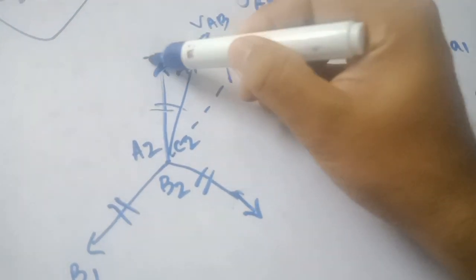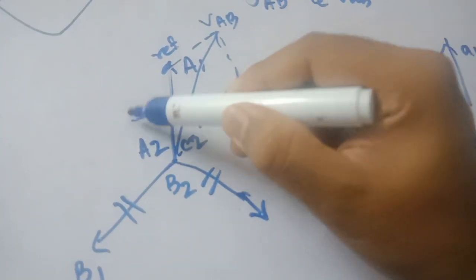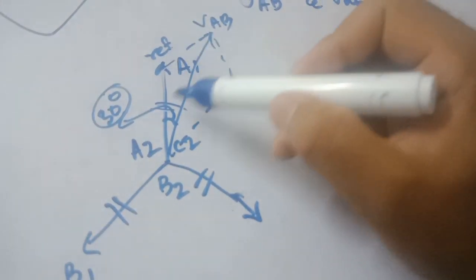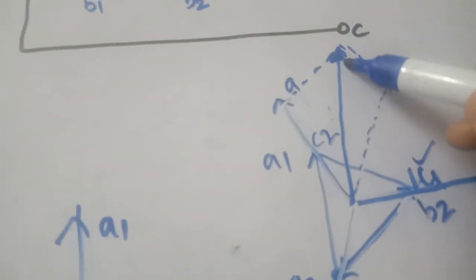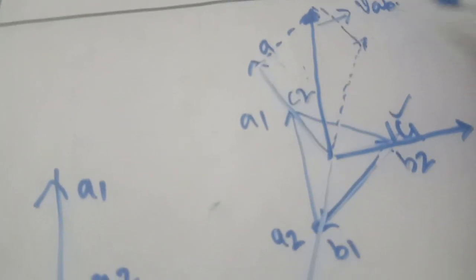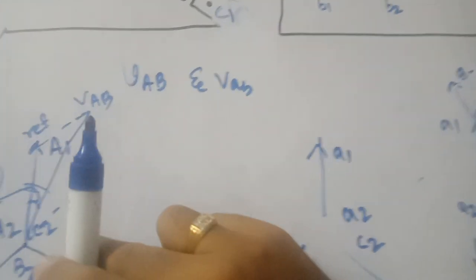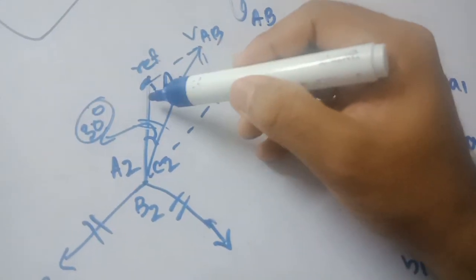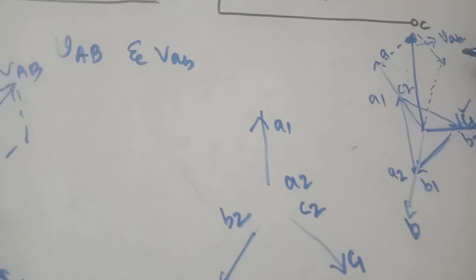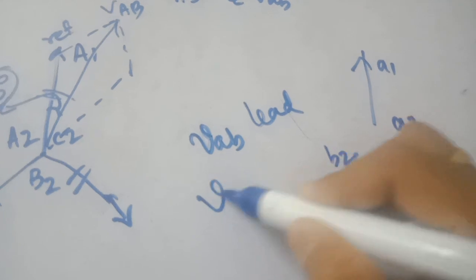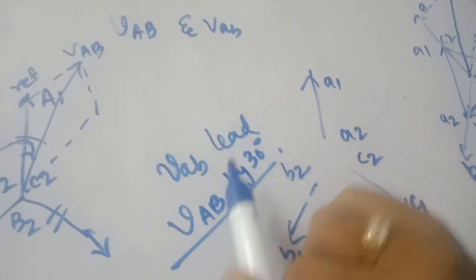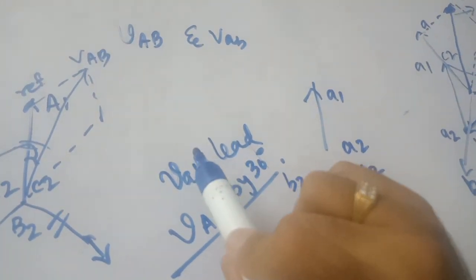This is the reference, and this is lagging by an angle of 30 degrees. So capital VAB is lagging this reference by 30 degrees. If you observe this vector, this small VAB actually coincides with the reference we have taken. If you keep this equivalent star at this side, the reference point and the small VAB vector will coincide. That is, small VAB leads capital VAB vector by 30 degrees. In other words, capital VAB lags small VAB by 30 degrees.